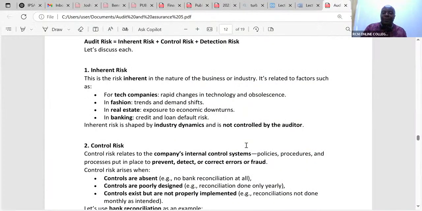Inherent risk is the risk attributable to particular businesses, given the nature of the activities that they engage in. They are automatically businesses that are inherently riskier than others. So like in real estate, exposure to economic downturns.